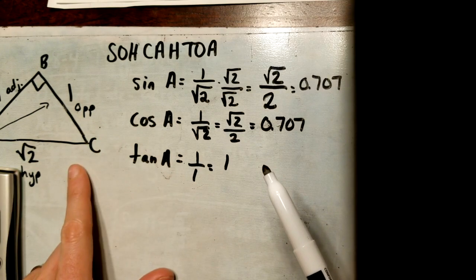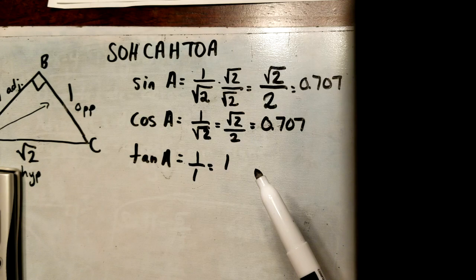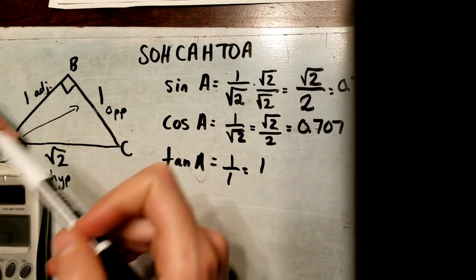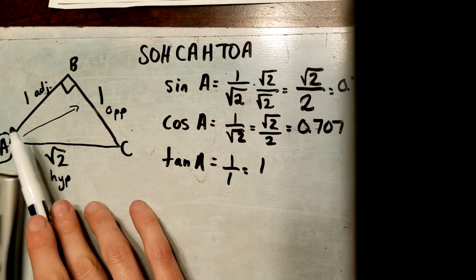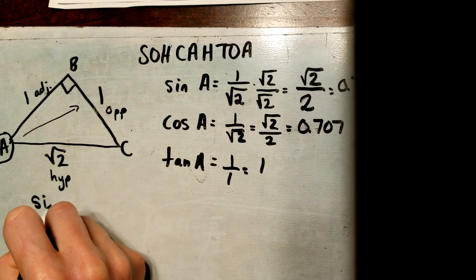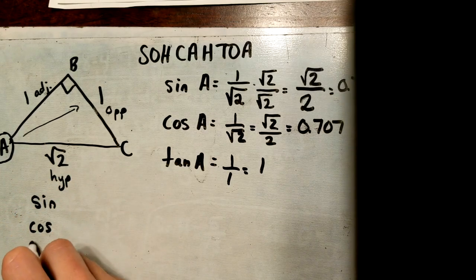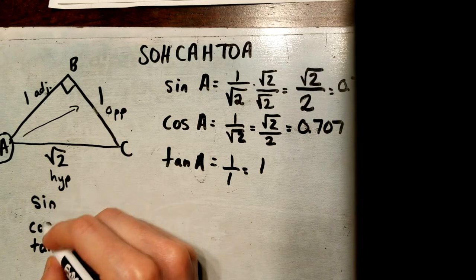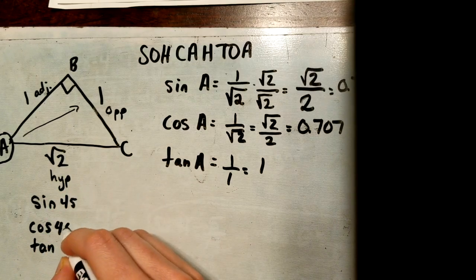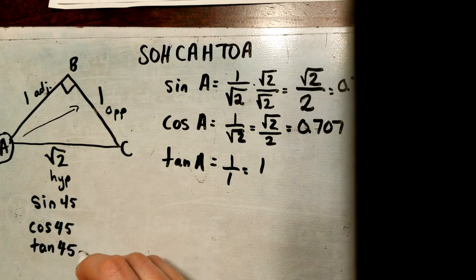Okay, so what type of triangle is this? This would be isosceles, right? Because it has two sides that are equal. And what could we say about these angles here? What should they measure? They should measure 45 degrees.